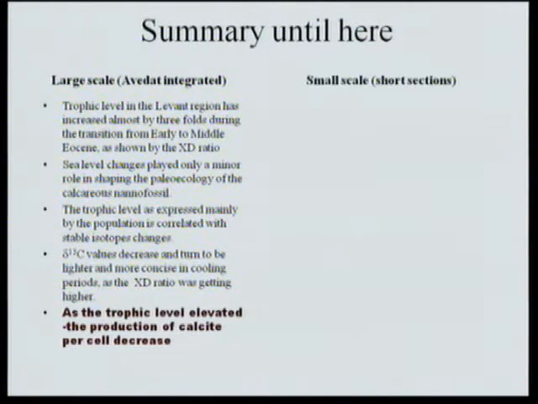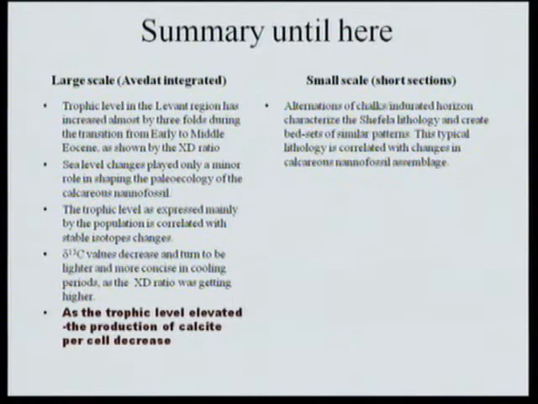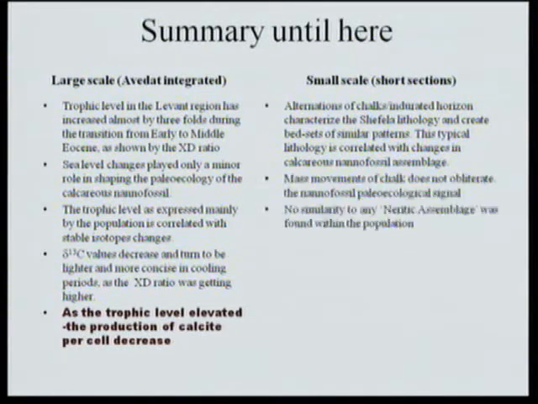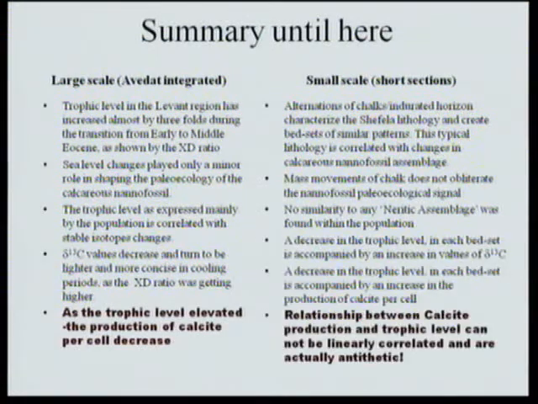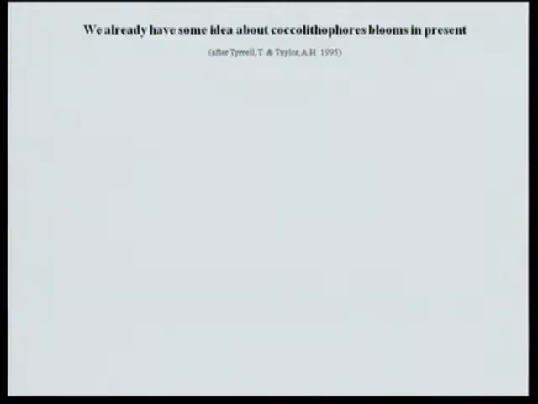We saw that. And on the small scale, the alternations of chalks and indurated layers or cherts just imitate the same procedure that happened on the large scale. And I'll just jump, because of the time, to the final conclusion. The relationship between calcium production and trophic level cannot be linearly correlated and they are actually antithetic. So we already have some idea about it.